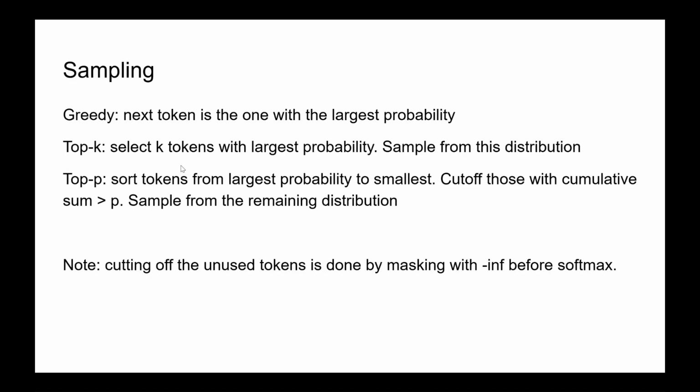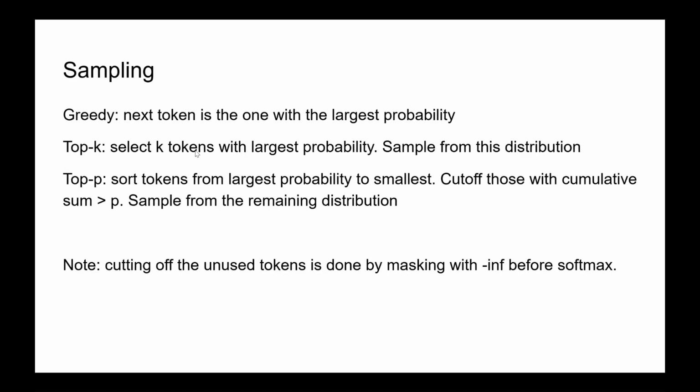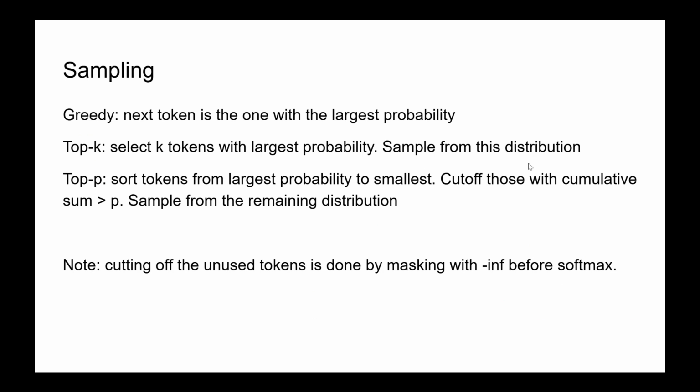But if you want some randomness or some kind of a more optimal decision, the next method is top K, where we select K tokens with the largest probability. Remember that we sort this first row here and keep the index of the vocabulary so that we select K tokens with the largest probability. Then we sample from this distribution, so all of the other words that are not in the top K vocabulary will not be selected. But the sampling still introduces randomness.